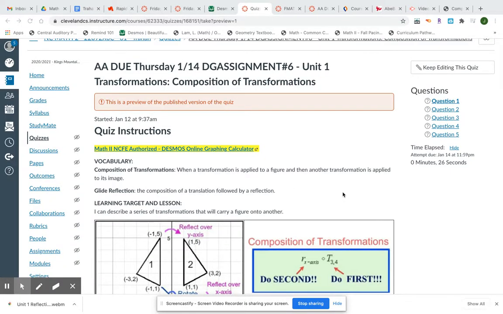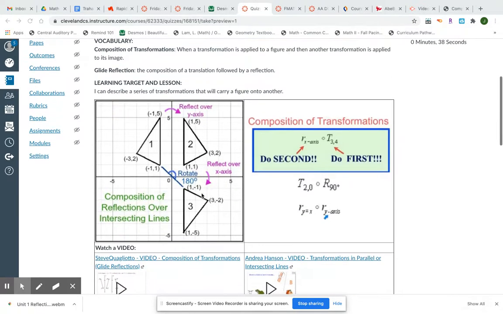All right, today we're going to talk about composition of transformations. What that means is you are doing more than one transformation on a figure. So here's some definitions above. So let's take a look at this.